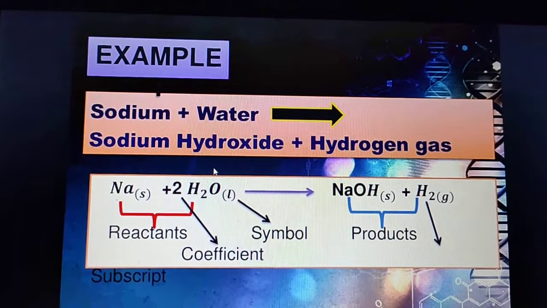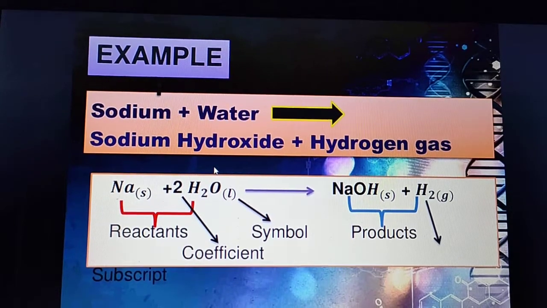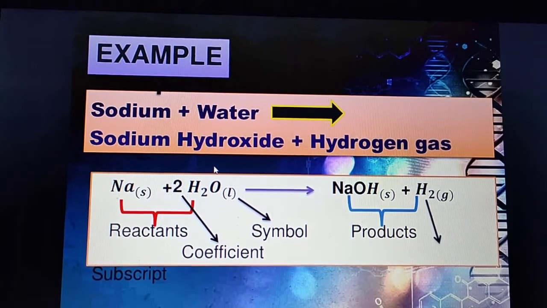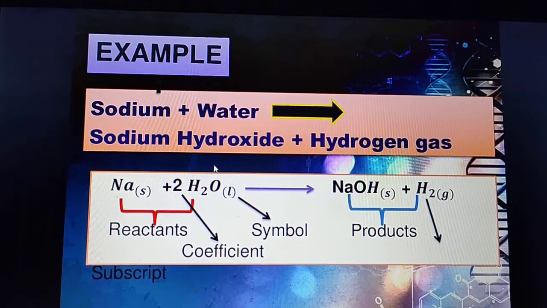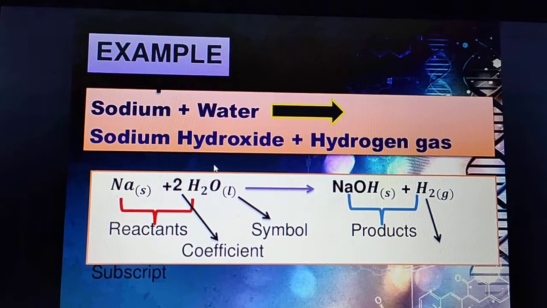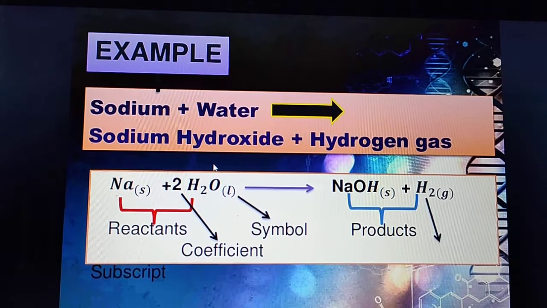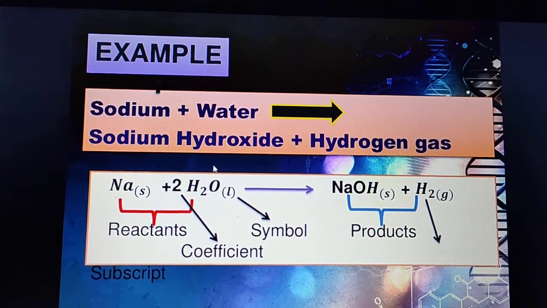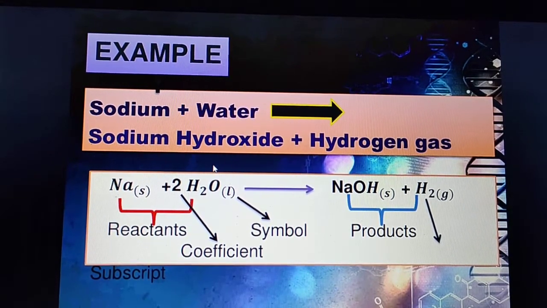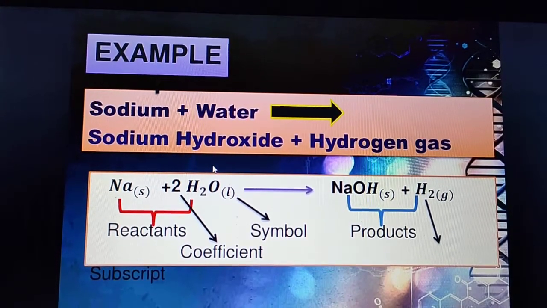For a reversible reaction, the sign you can see in your book is used in place of the arrow. Here I am showing only one arrow, which means this reaction is irreversible: once the product is formed, we will not get the reactant again. But in a reversible reaction, the reactant forms product, and sometimes the product also forms reactant.